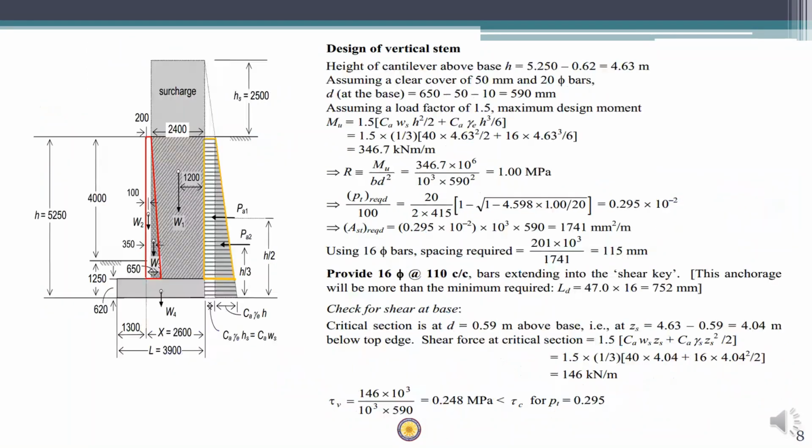Next we will see the design of the vertical stem. Here we first calculate the height of the vertical stem, which is obvious: it is 5.25 minus 0.62, where 0.62 was the thickness of the base slab. Now in this case, the stem is above the soil, hence we can reduce the clear cover to 50 millimeters, and we assume that we use 20 mm diameter bars. So calculate the effective depth at the base.